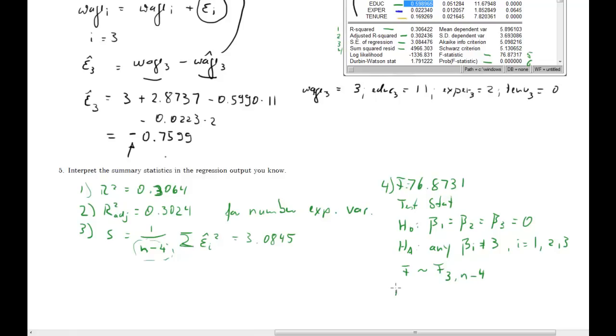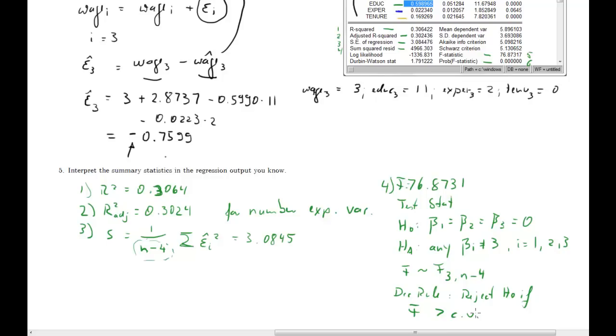And the decision rule is reject H naught if the calculated F stat is larger than the critical value. So it's a right-tailed test.